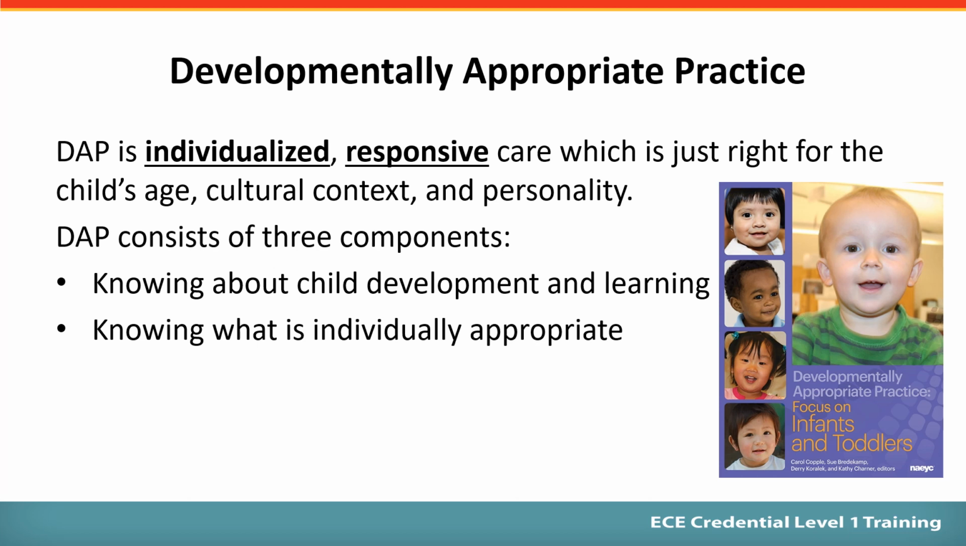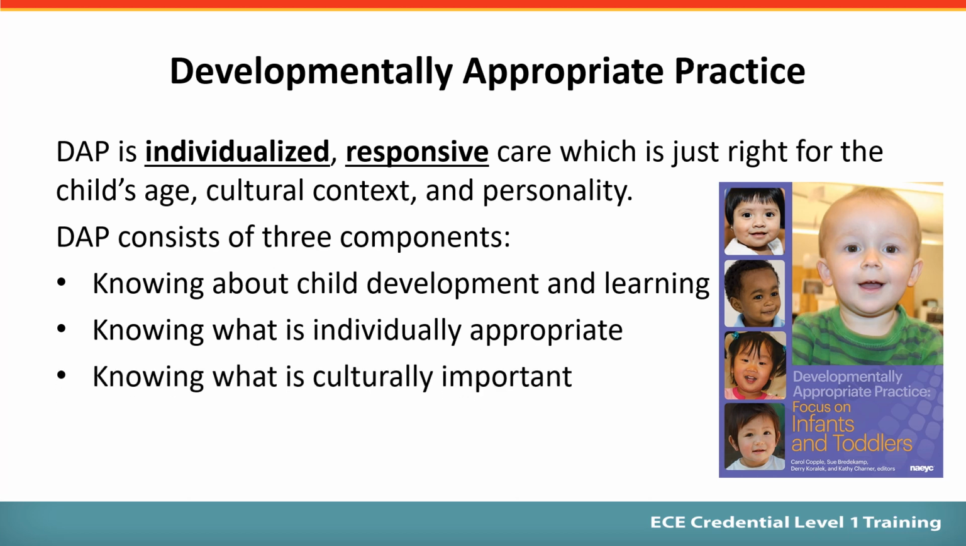The second is knowing what is individually appropriate. So again, meeting each child right where they are and providing individually appropriate experiences, reactions, and interactions with that child. And then the third part is knowing what is culturally important to that child and the family that that child comes from. So that is an overview of developmentally appropriate practice. But again, I think it's really meeting children where they are.